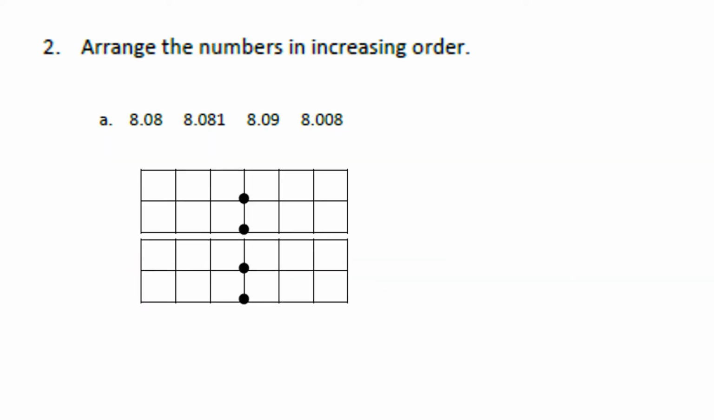Now this time we're going to be arranging the numbers. Increasing means from smaller to larger. So what we're going to do is we're going to take all our digits, place them in the place value charts, and compare them all together.